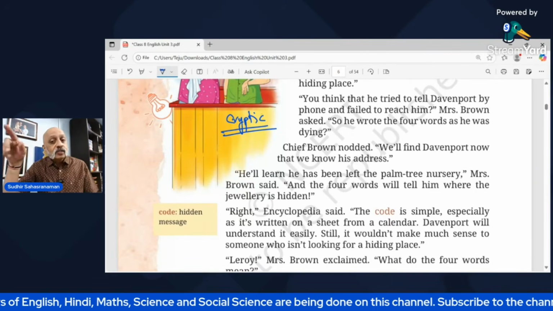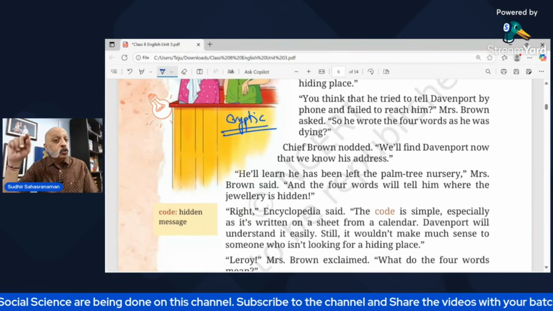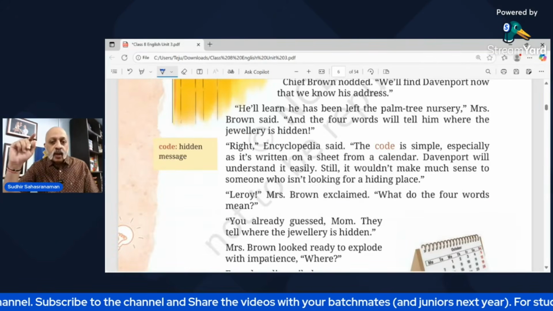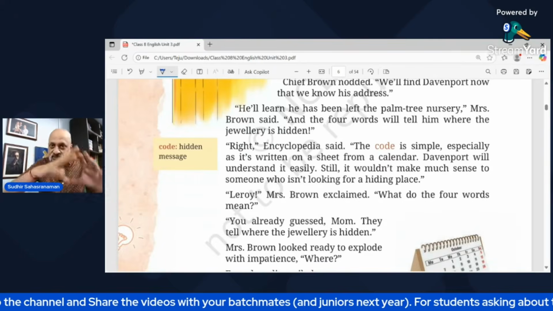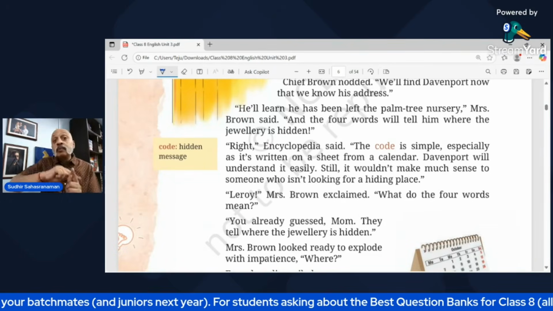"He will learn that he has been left the palm tree nursery," Mrs. Brown said, "and the 4 words will tell him where the jewelry is hidden." "Right," Encyclopedia said. "That part is right. The code is simple." The code means the hidden message in those 4 words is very simple, especially as it is written on a sheet of the calendar.